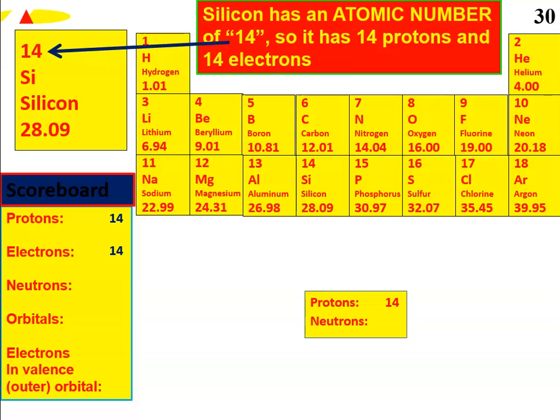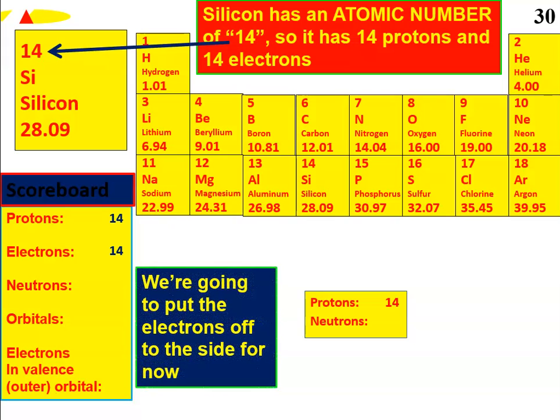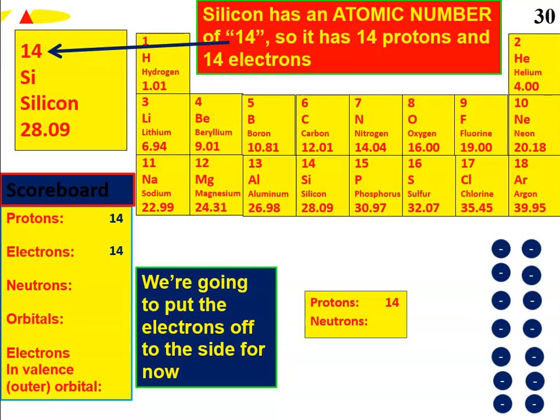Next, the number of neutrons. See if you can remember how to do this, but you take the atomic mass. Oh, and I forgot the electrons. We're going to put those off to the side, and they're going to take a long time to come in, so I'm just going to do that. There you go. There you've got 14 electrons there.